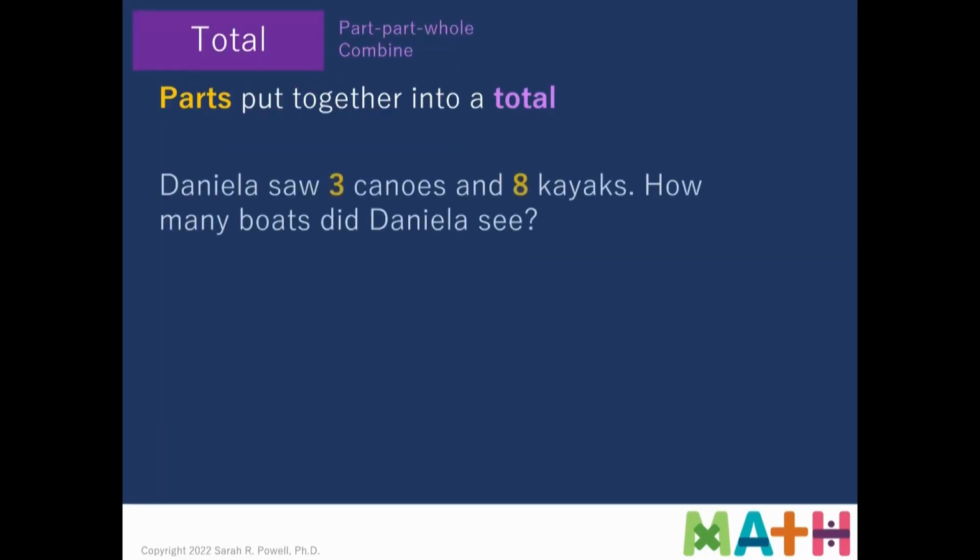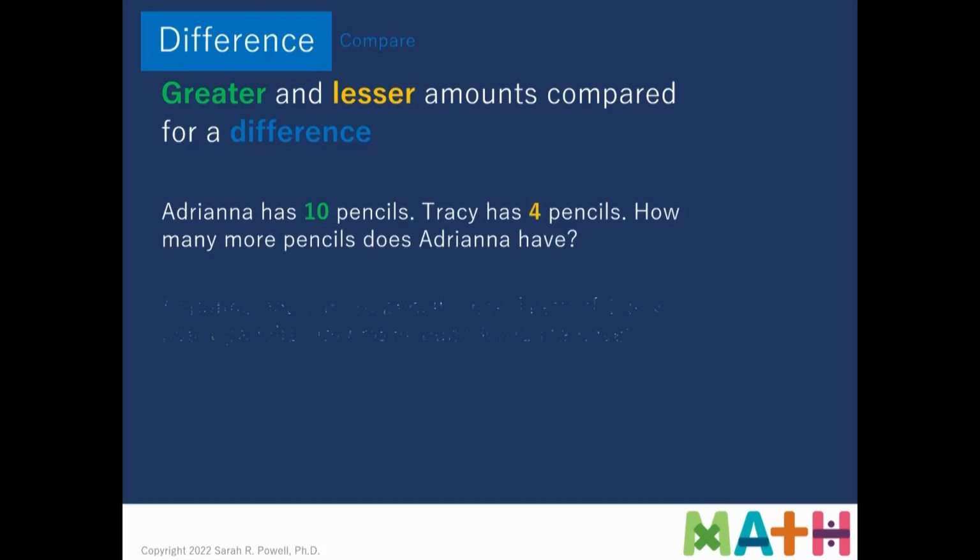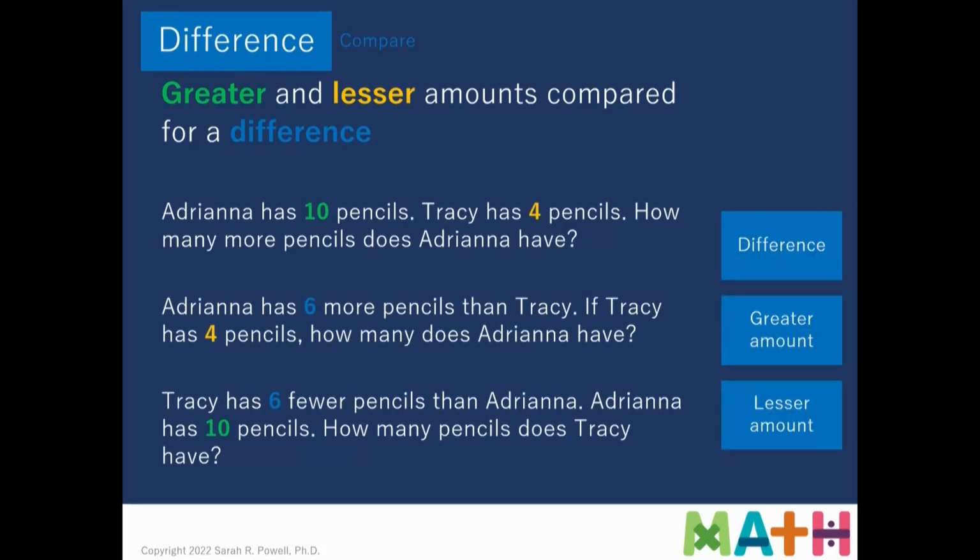So here are some brief examples of these different schemas. So with the total schema, we have parts that are put together for a total. So the three consistent components in a total problem are we have parts that are put together for a total. In the difference schema, we have amounts that are compared for a difference. So there's a greater amount, a lesser amount, and we compare those for a difference.